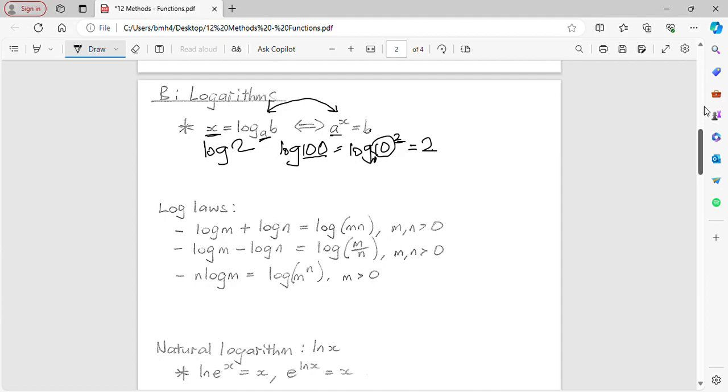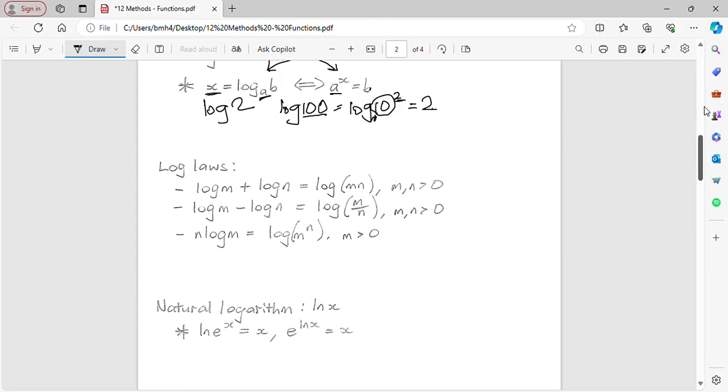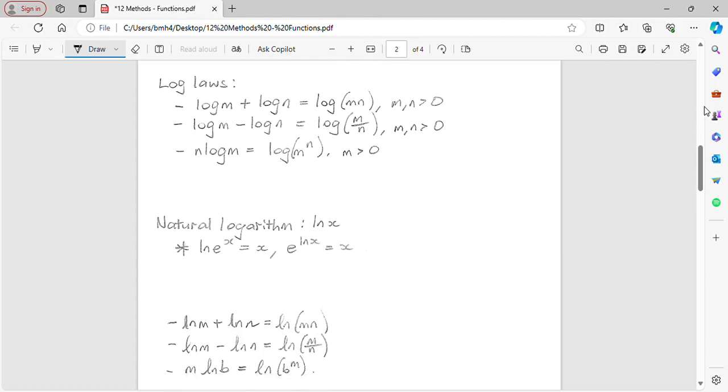So we've got log laws as well. So log m plus log n is log of m times n. Log m minus log n is log of m over n. n log m equals log of m raised to the power of n. So these laws are really useful and we use them all the time. And you would have used them if you've done this part of the 1b already.